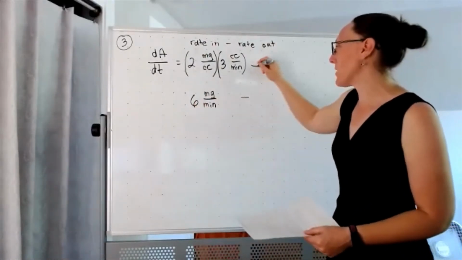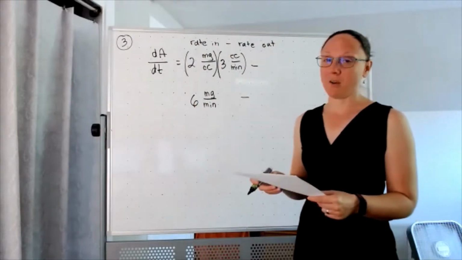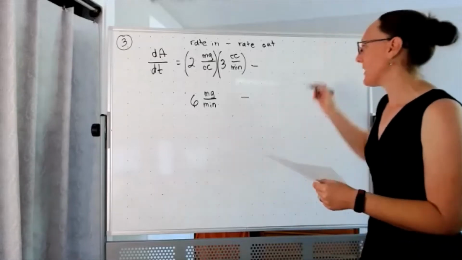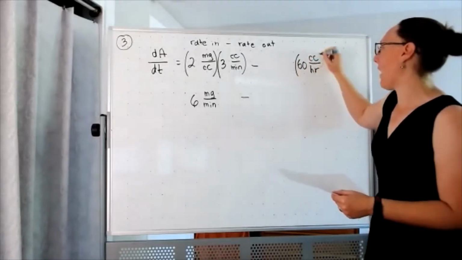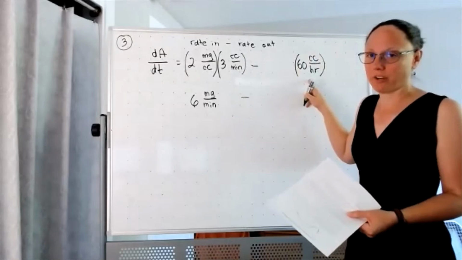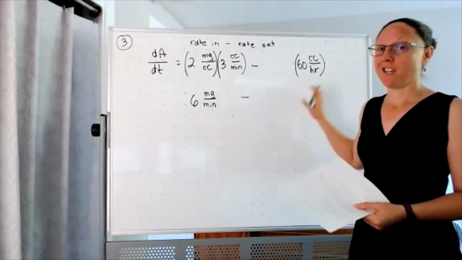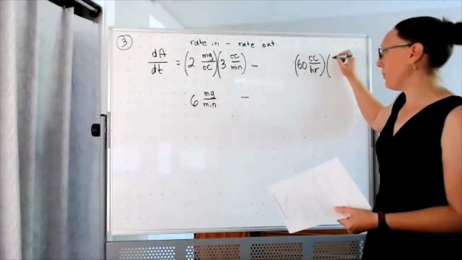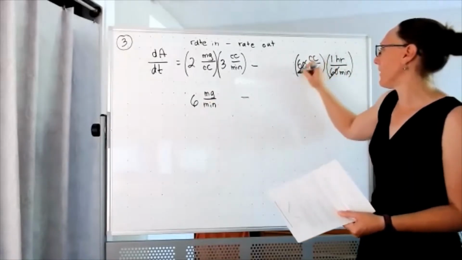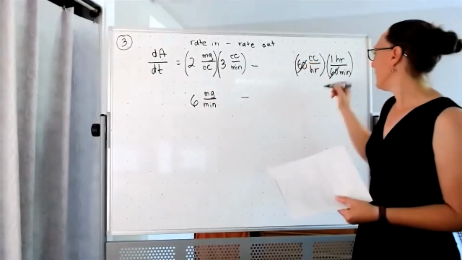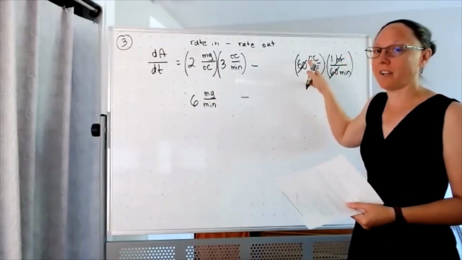Now what's coming out, this part's a little bit trickier. So for starters, one thing that we know about what's coming out is that it's coming out at 60 cc's per hour. So already I know I have a unit conversion problem, because over here my time is in minutes and over here my time is in hours. So I'm going to fix that by multiplying by 1 hour per 60 minutes. So now I know that really what's leaving is leaving at a rate of 1 cc per minute.